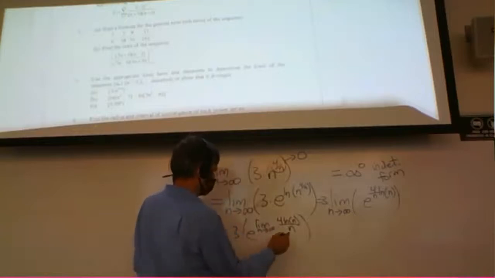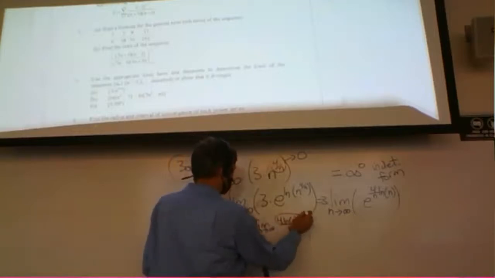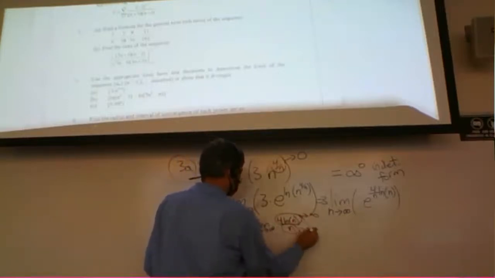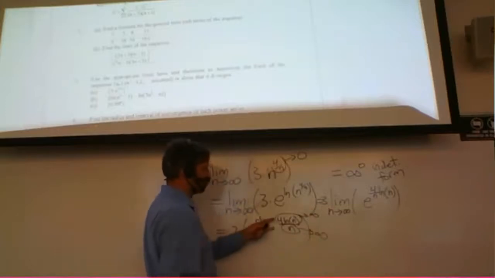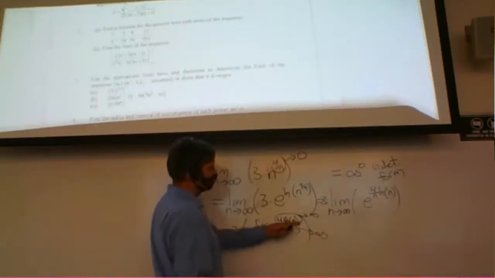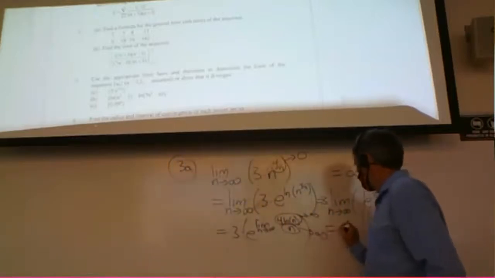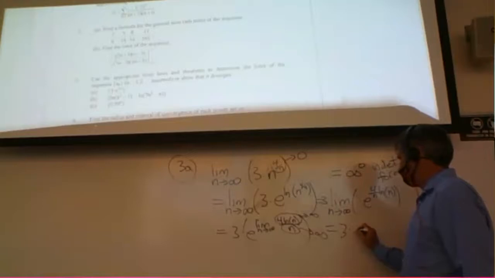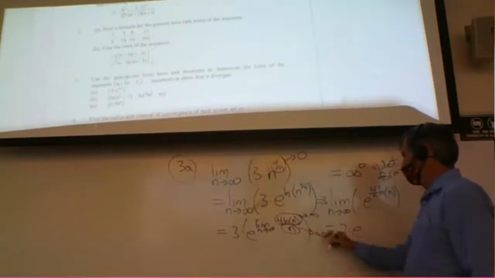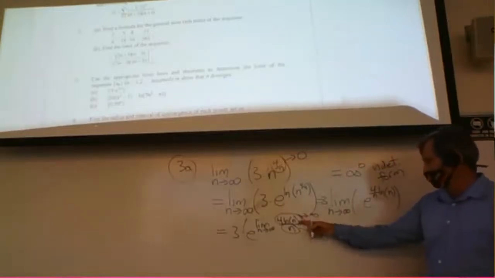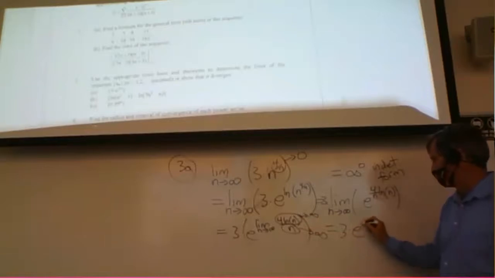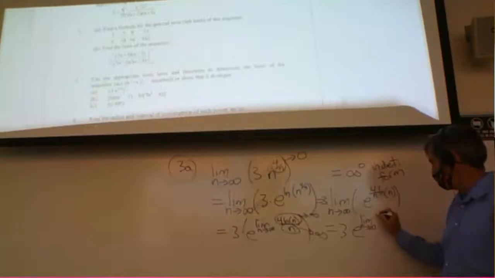Now L'Hopital's rule says since I've got this going to infinity over this going to infinity, you only apply L'Hopital's rule if it's infinity over infinity or 0 over 0, right? Or plus or minus on the infinity works. You can now take the limit of the derivative of the top over the derivative of the bottom and say it's 3 times e to the limit as n goes to infinity of the derivative of the top, 4 times 1 over n, over the derivative of the bottom, 1.